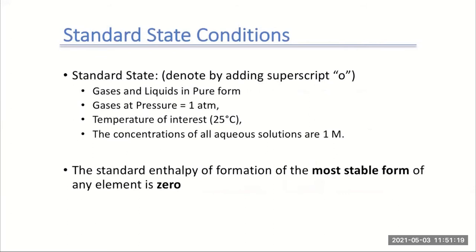And so if we remember, standard state conditions are denoted by the naught symbol. That means we're in standard state. If you don't see this, then you're probably not in standard state, or the person forgot to write it. So in standard state, gases and liquids are in their pure form. So that means we're talking about H2 as a gas, or if we're talking about a liquid, we could have water in its liquid form. Gases are at a pressure of 1 atmosphere. The temperature is 25 degrees Celsius. And concentration of any aqueous solution is 1 molar.